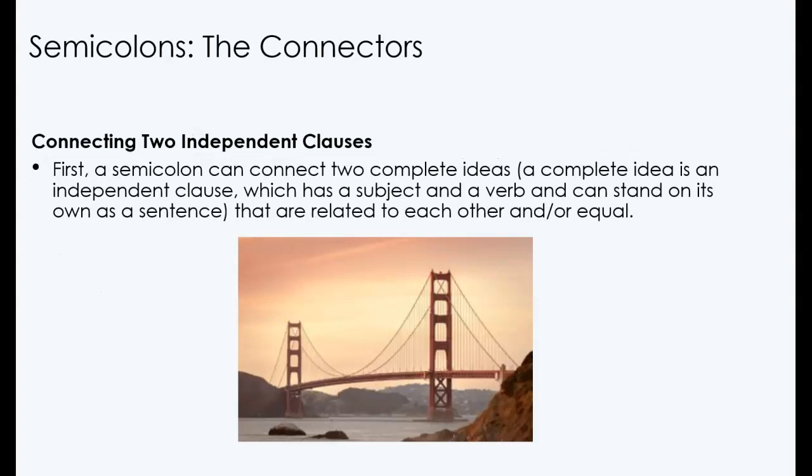Semicolons. They're also called the connectors. They connect two independent clauses. First, a semicolon can connect two complete ideas. A complete idea is an independent clause, which has a subject and a verb and can stand on its own as a sentence, that are related to each other and/or equal.